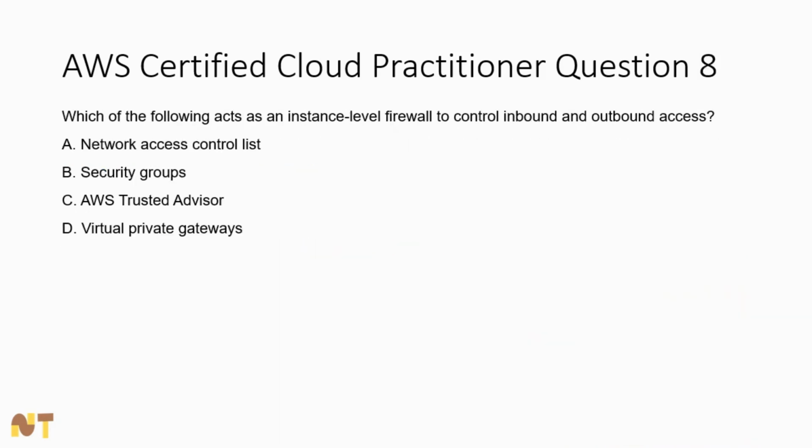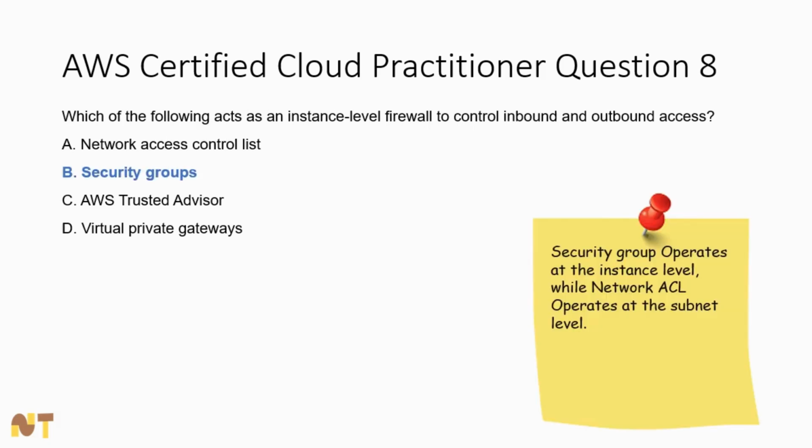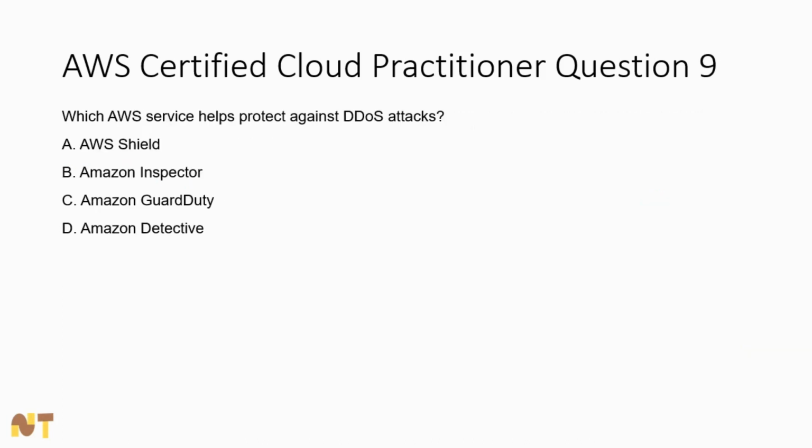Which of the following acts as an instance level firewall to control inbound and outbound access? Options are A, network access control list. Option B, security groups. C, AWS Trusted Advisor. And D, virtual private gateways. Now, a security group operates at an instance level, while the network access control list operates at subnet level. So the correct option here is option B, security groups. Moving on to the next question.